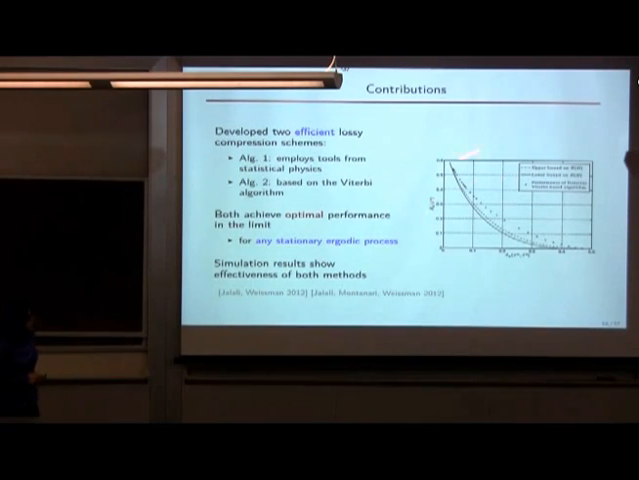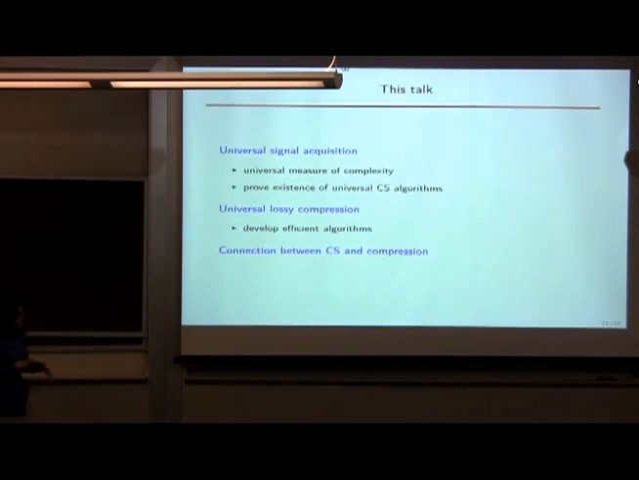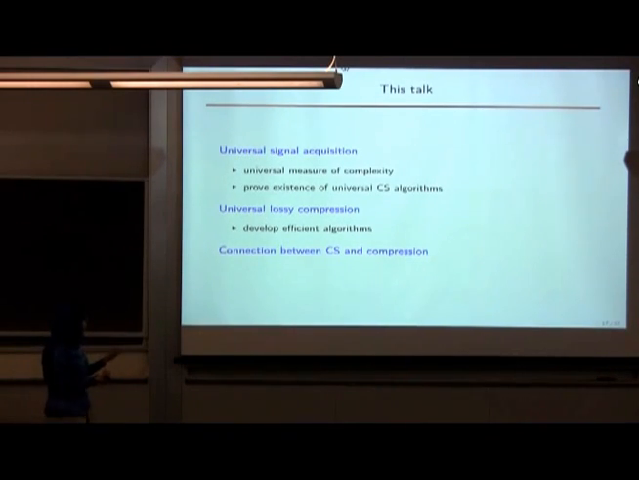This is one simulation result. I have a Markov source. These are upper and lower bounds on the rate distortion curve, and these are what we get from the second algorithm. So I gave you an overview of the kinds of problems I'm looking at and will talk about today.